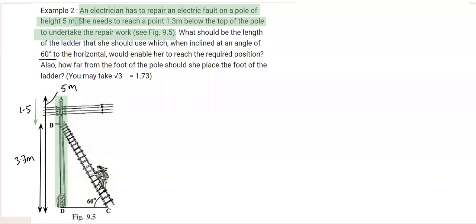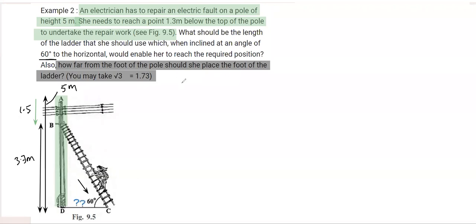And further, it says that we have to find how far the foot of the ladder is from the pole. So the ladder should be placed where, in order to reach that point, right? So we know the angle of elevation here, which is mentioned as 60 degree. And as of now, we know the perpendicular, that is BD in this case. For this triangle, we have to get the length of DC. What we have to get is this DC. This is what we have to get.